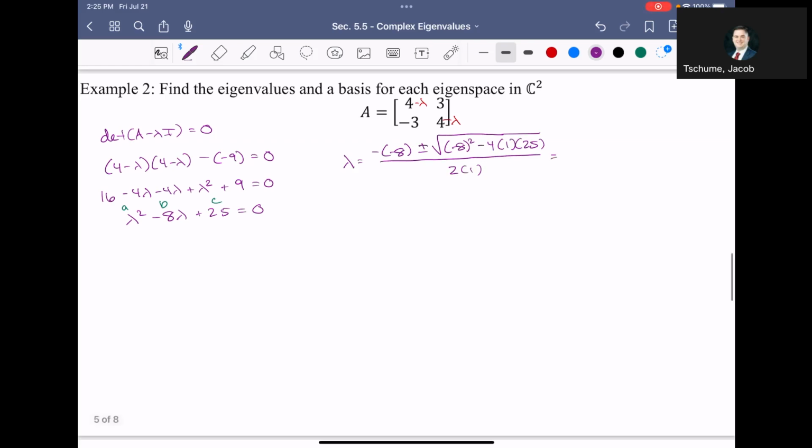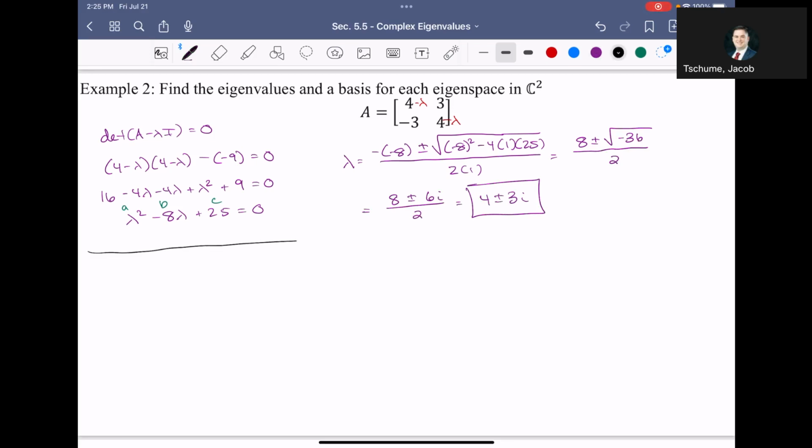Simplifying this, you should get positive 8 plus or minus the square root. So inside the radical, you're going to get 64 minus 100, which, just coincidence here, is also negative 36, all over 2. This becomes 8 plus or minus 6i divided by 2, and then dividing each of the top numbers by 2, you get your two eigenvalues. Lambda has to equal 4 plus and minus 3i.